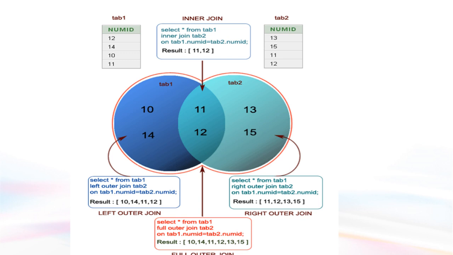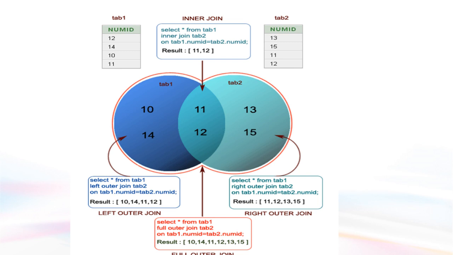So here 11 and 12 match with the 11 and 12 in table B. Only those records will be retrieved, so the result will be 11 and 12. This is basically called an inner join. It will return the common records between multiple tables based on the equality of the condition. The condition is mandatorily required. That is one category of join, the inner join.